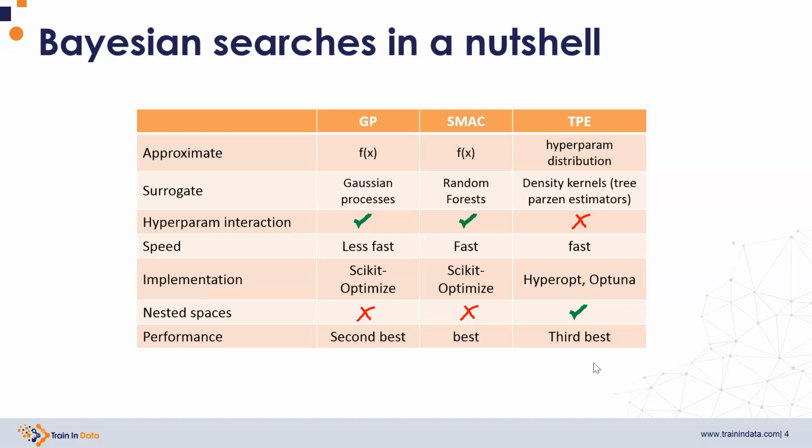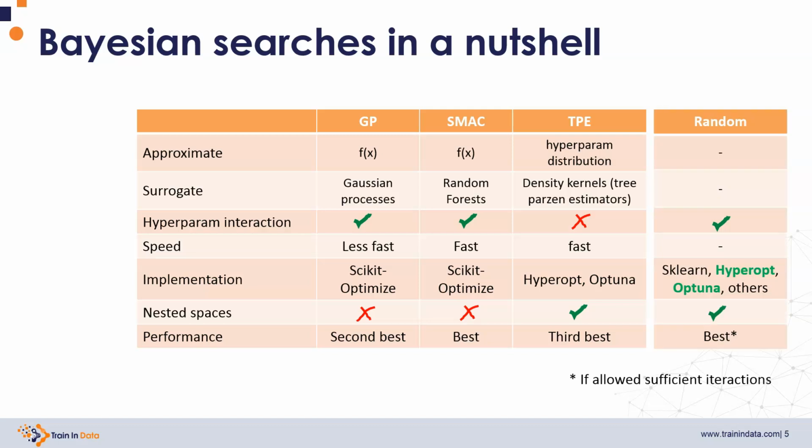And we're going to have a look at some results in a second, but first I want to bring into the picture random search. And I want to just highlight that random search also captures hyperparameter interactions. And it is implemented in very many different libraries. And if we use the implementations in Hyperopt and Optuna, we can also run random search in nested spaces.